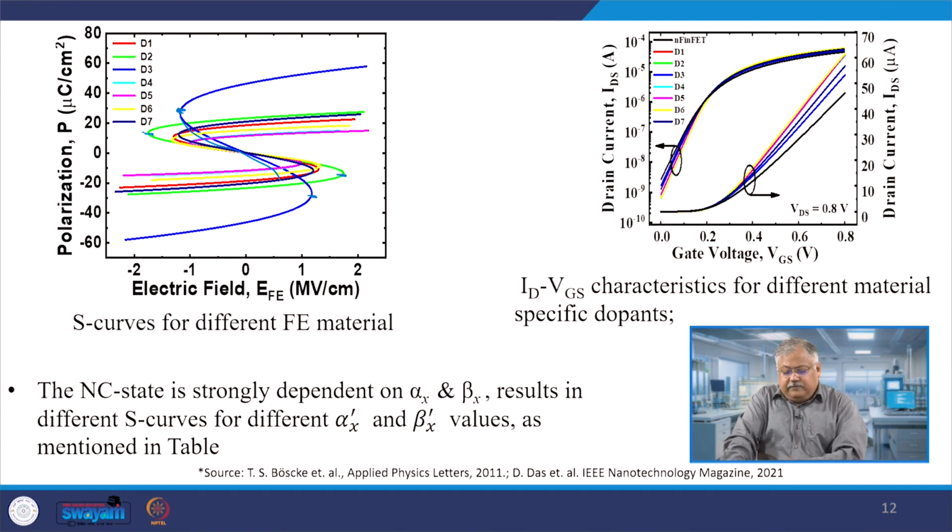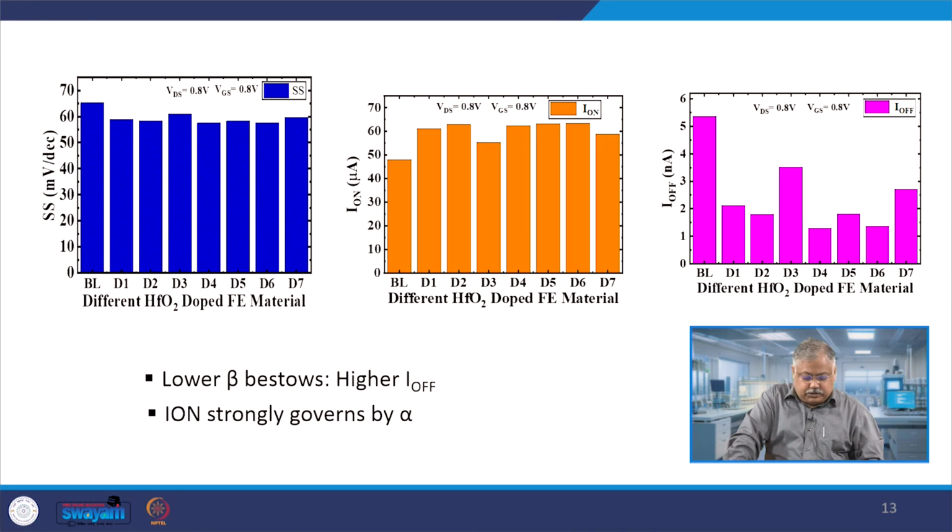Similarly, if you plot the IDVG for various materials, they are done for the FinFET, and that shows you various values here. One thing we found out when people did all these experiments was that if you have a lower beta x value, then you have a higher I off. So if you want to reduce your off current, it is always advisable to keep your beta value slightly higher. Then you can have a lower I off available. And the on currents are strongly governed by the alpha value. Alpha is the coefficient which you see.